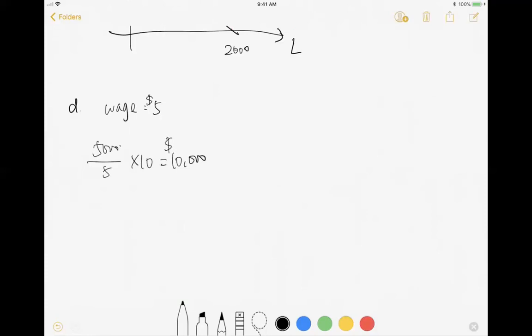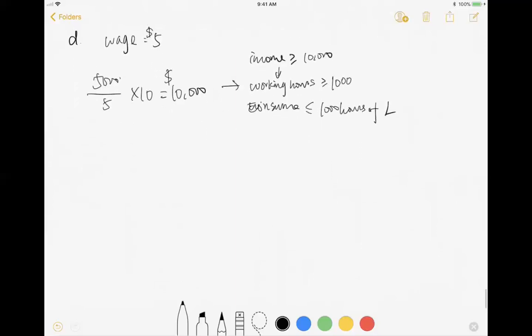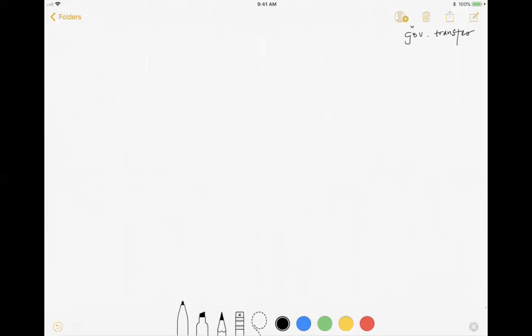So if your income is equal to or greater than 10,000, this is the same as your working hours equal to or the same as 1,000, which means you consume less than 1,000 hours of leisure, and then you cannot benefit from the government transfer. Sorry for the scratchy handwriting, but I think you can understand.